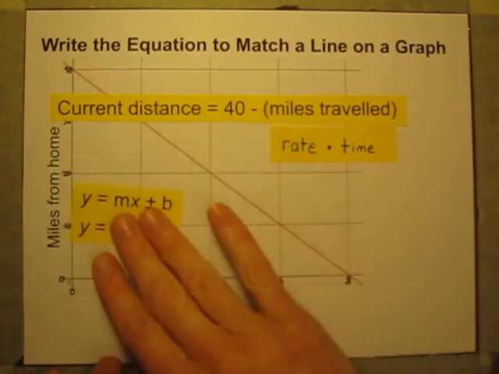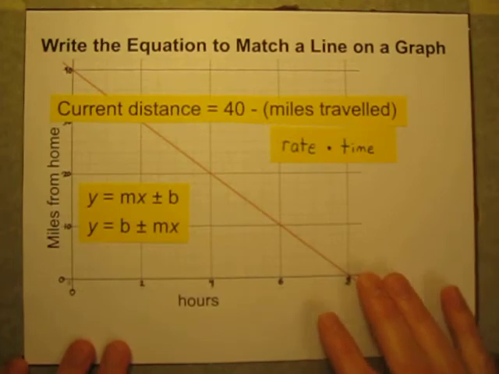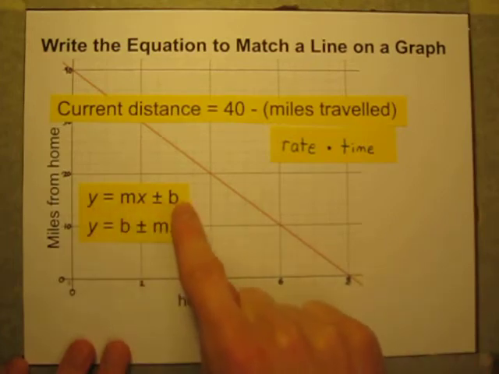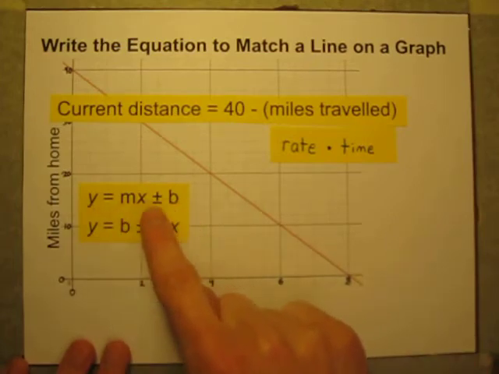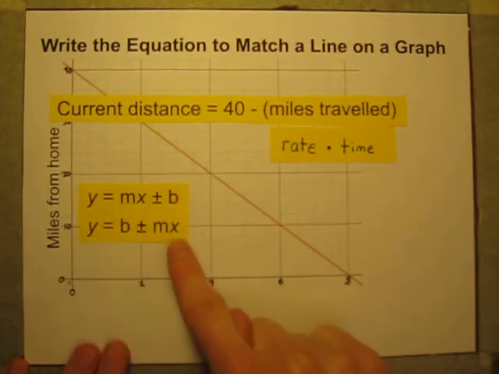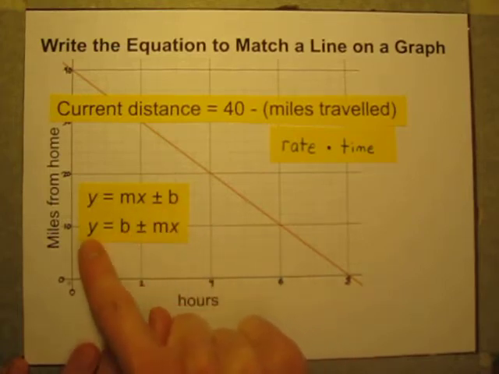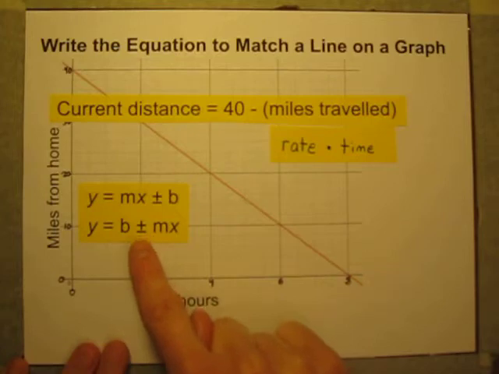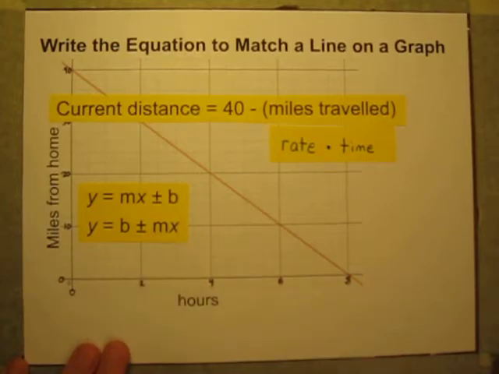For all of these linear equations where there's a constant rate of change, they all have the same form, and it's going to be written in the form of y is equal to mx plus b. Or if we rearrange it, I actually prefer the other way. If I put the b first, y is equal to b plus or minus m times x.